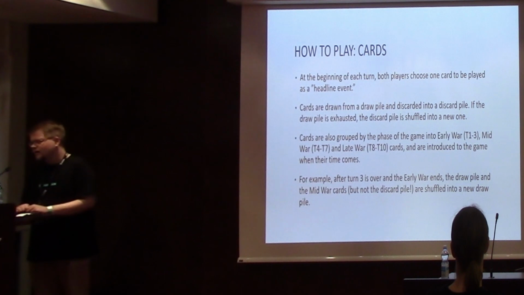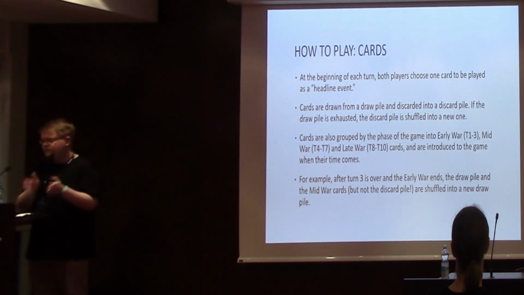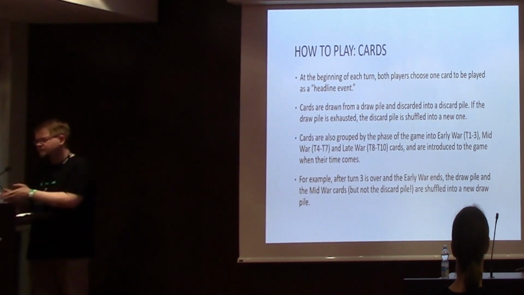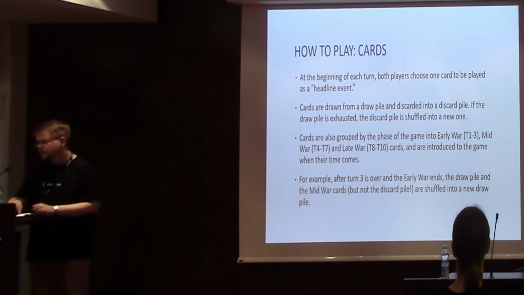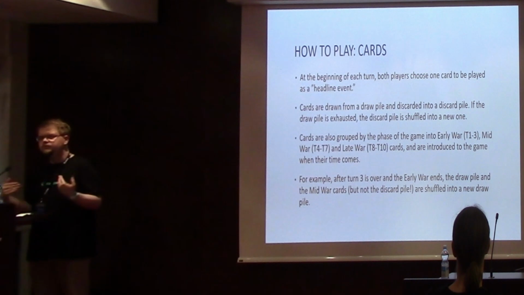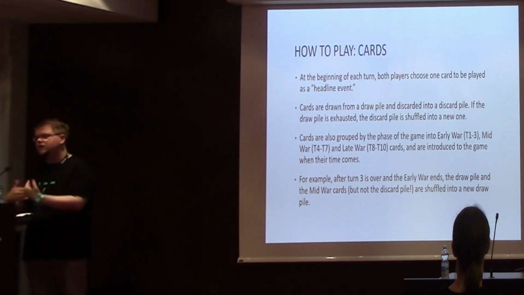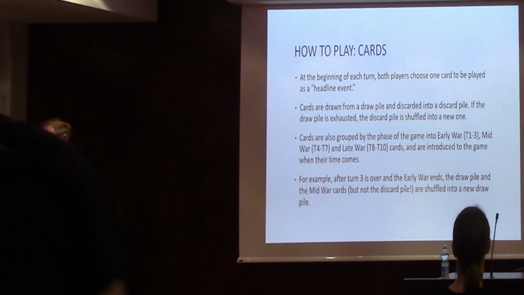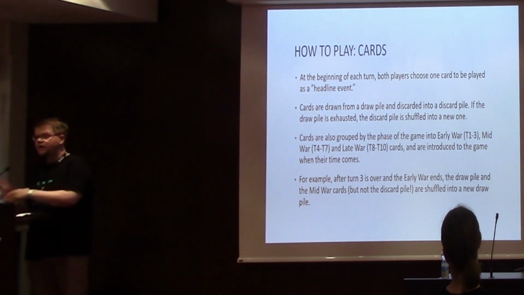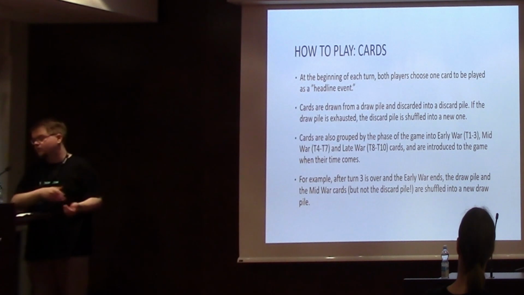Cards are drawn from a separate draw pile and then discarded into a discard pile. And then if the draw pile is exhausted, the discard pile is shuffled into a new one. This is important because you kind of have to keep track of where the cards are if you want to be really good at Twilight Struggle: which cards are in the discard, which cards have been removed from the game, and which cards are still waiting to be drawn from the draw pile.